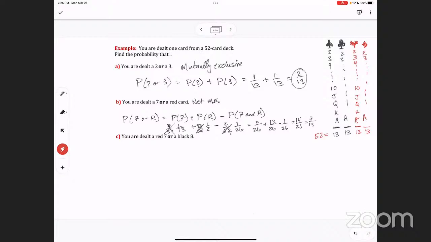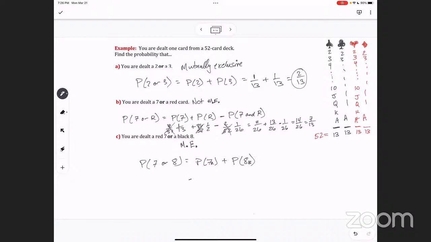All right, how about a red 7 or a black 8? Are these mutually exclusive? Yes. You can't get a red 7 and a black 8 at the same time. When you flip a card, it can't be both a red 7 and a black 8. So what's the probability of a red 7 or a black 8? It's just equal to the probability of the red 7 plus the probability of the black 8.